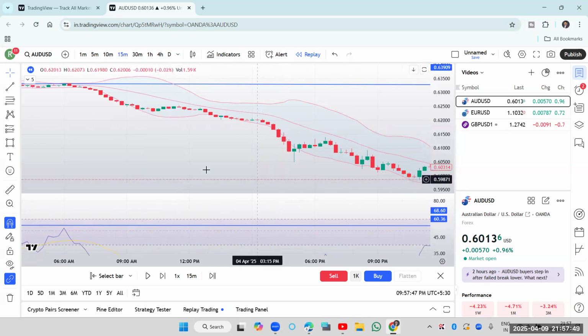If you see here, 4th of April, somewhere in the morning when the Australian markets open, everybody started selling. Candle by candle, everything was going down. As soon as the European market opened, everything was going down, down, down, down, down. Right? It was not even breaking the previous two candles' high. Right? If you see here, here.